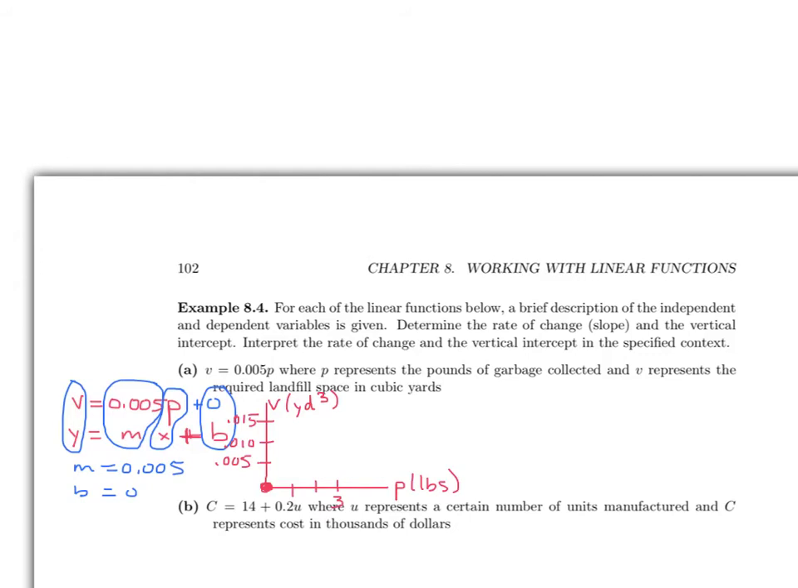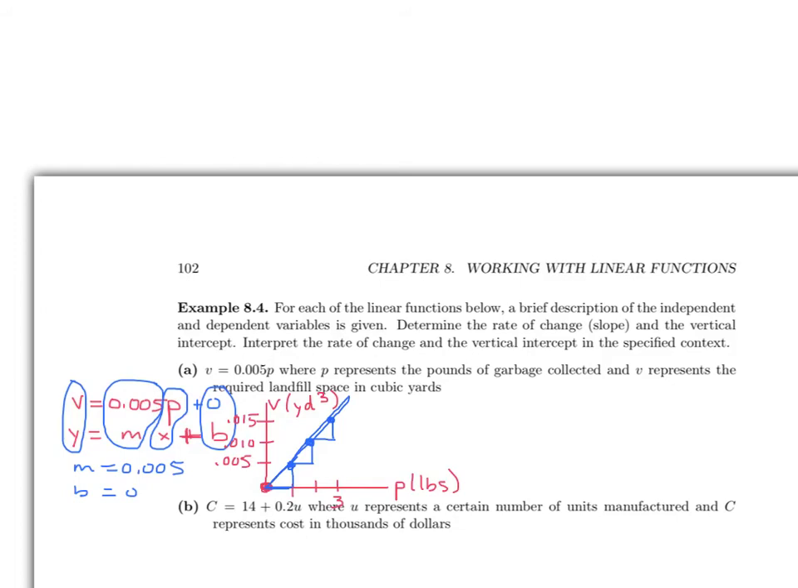So now let's use our slope. Our slope is 0.005, and what that means is every time we go 1 unit over to the right, we climb 0.005 units. If I go over another unit to the right, I climb 0.005 units. Again, if I go another unit to the right, I climb 0.005 units. And that gives me a line with a slope of 0.005.